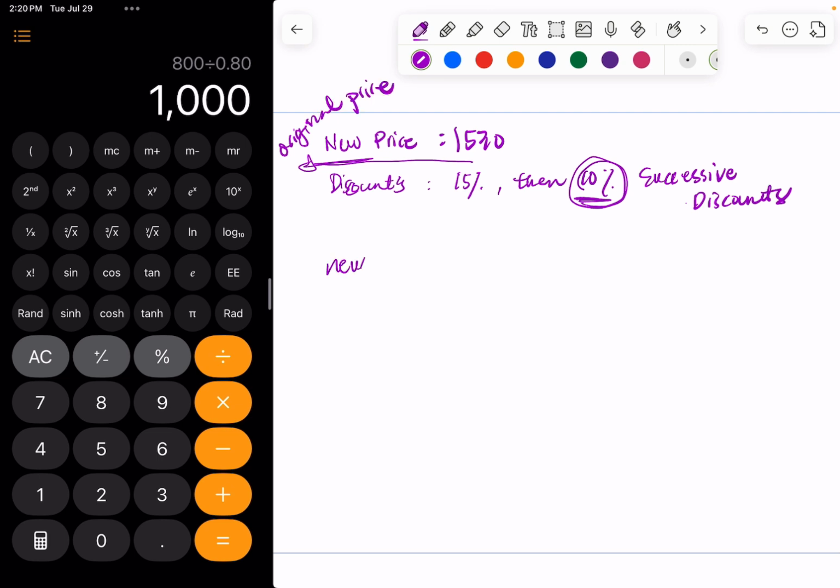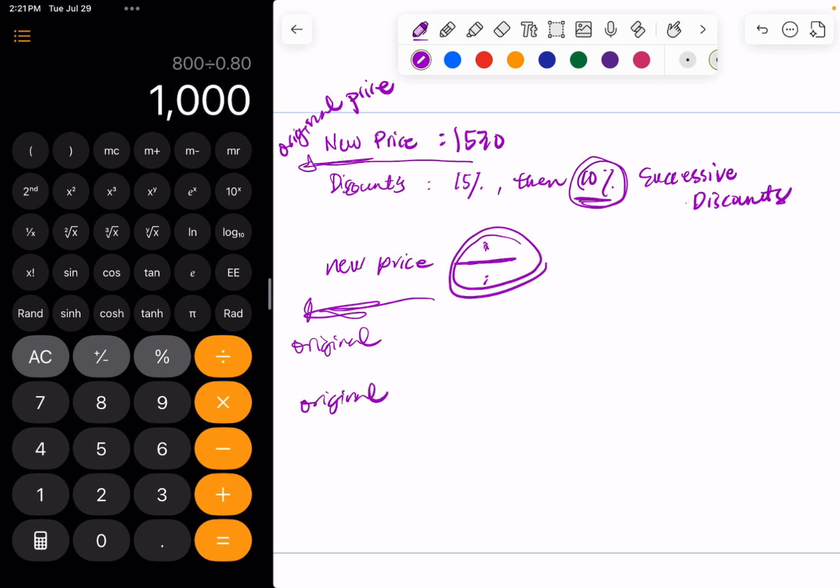Okay, from new price, pabalik sa original, we will use division. Okay, pag original, going to new price, we will use multiplication. Understood? Okay, so for this part, apply first kung unsa ang pinaka-last.